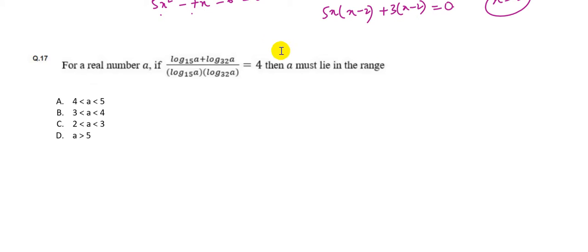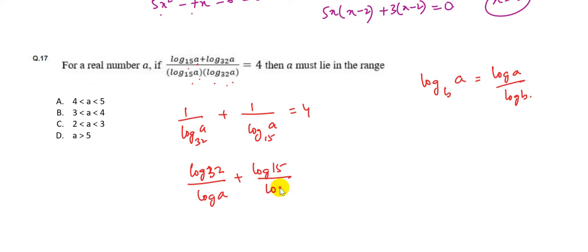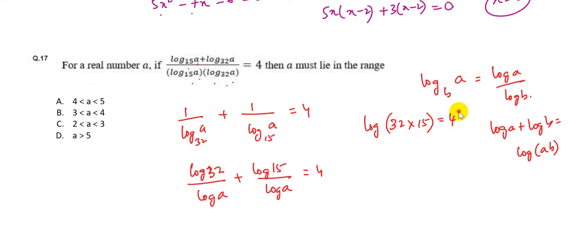We come to question number 17, which is a very simple question on log, and we'll use the basic property of log. If I simplify this, this becomes log a to the base 15 divided by log a to the base 15 times log a to the base 32. So this becomes 1 by log a to the base 32 plus 1 by log a to the base 15 equals 4. Log a to the base b is log a by log b. So this becomes log 32 by log a plus log 15 by log a equals 4. That means log of 32 times 15, since log a plus log b is log of a into b, so 32 into 15 is 4 log a.